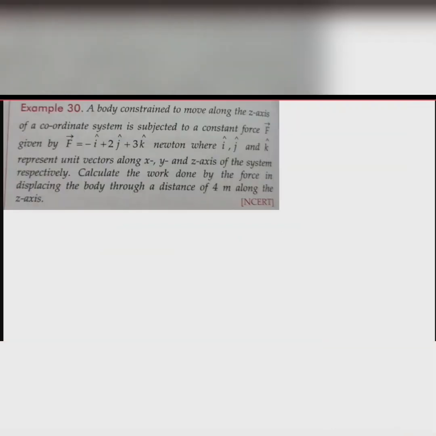This is another question that I've picked from NCERT. It says a body constrained to move along the z-axis of a coordinate system is subjected to a constant force F, which is given. You have to calculate the work done by the force in displacing the body through a distance of 4 meters along the z-axis. Okay, so force is given as minus i hat plus 2j hat plus 3k hat.